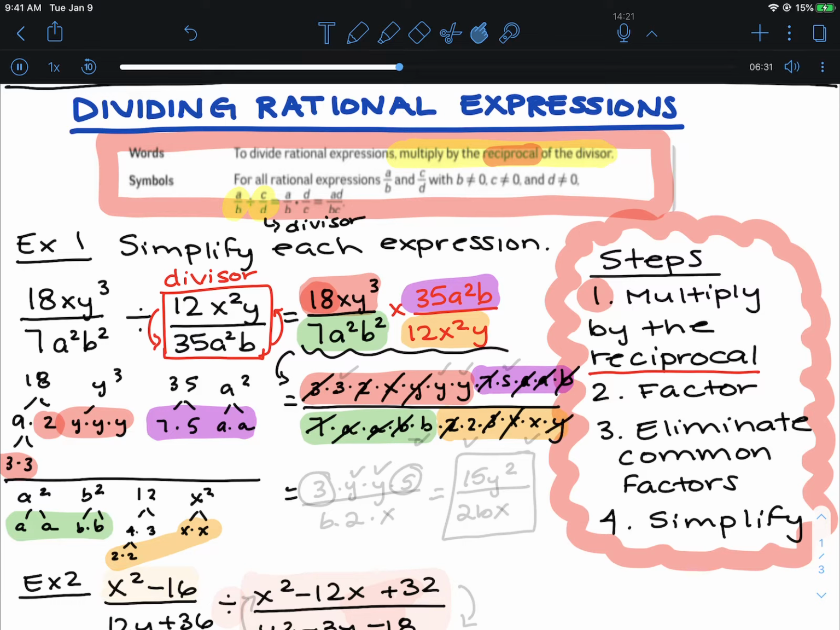So that means that I'm going to get a 3 times Y and times 5. And then in the denominator, I see a B times 2 times X. So that means that I'm going to get 3 times 5, which is 15. Y times Y is Y squared over 2bx. And that right there is my answer. Moving on to the second example.